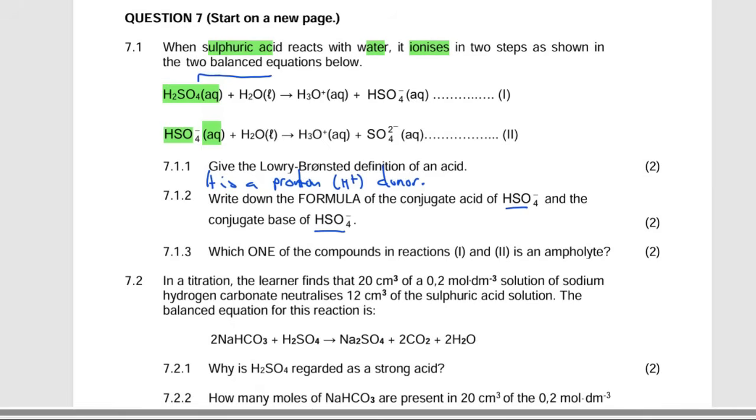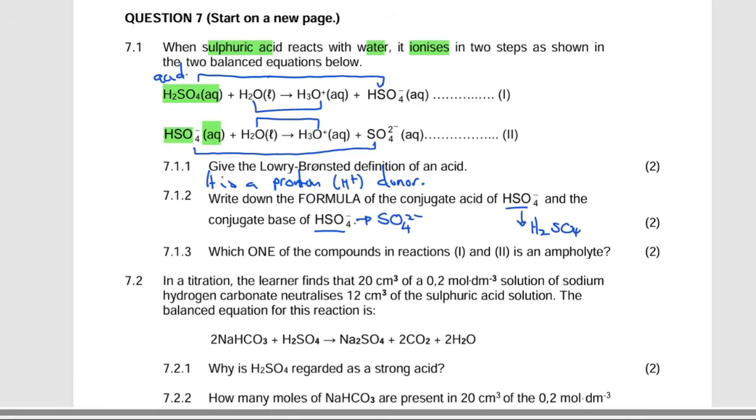So if you look at this equation, this one is going to be paired with that one. So now we know this one is going to be our acid, so this is the conjugate acid. Then the second part, the conjugate base of this one is going to be SO4 2 negative. And for that one there, the conjugate acid is going to be H2SO4, like that. So these are our answers.